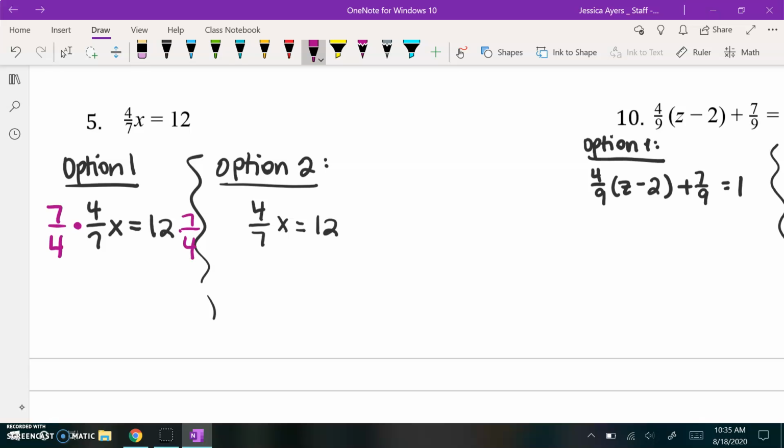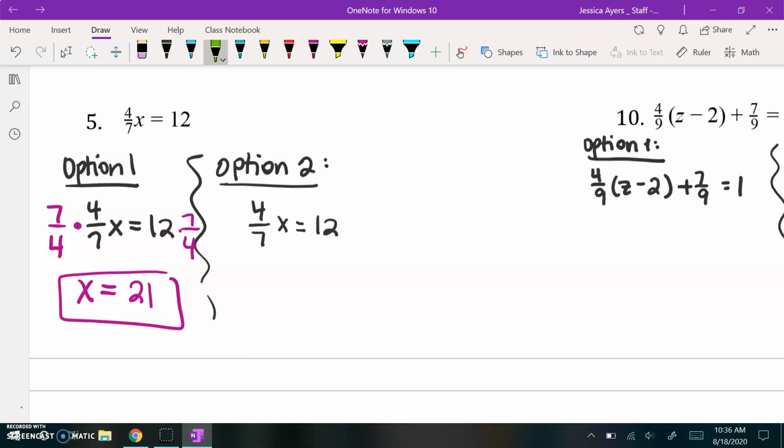And if we do that, then we're going to do 7 times 4 is 28, and divide that by 4 times 7, which is also 28. So 28 divided by 28 is 1, leaving us with just an x. And then on the other side, you do 12 times 7, which is 84, divided by 4 is 21. Remember that when you are working with fractions, you're really just multiplying the numerators and dividing by the denominator.